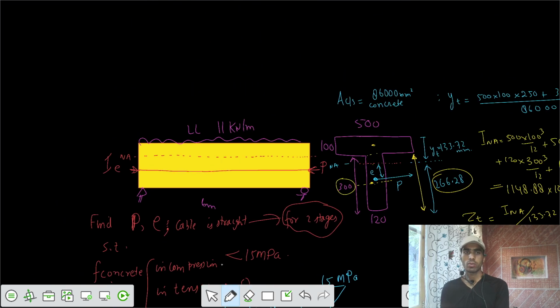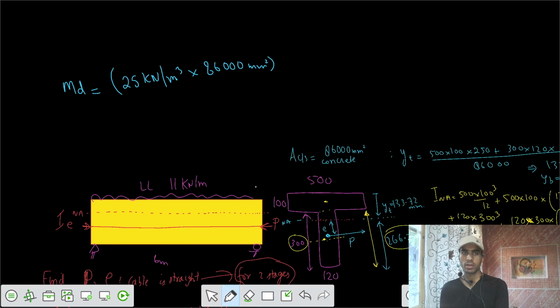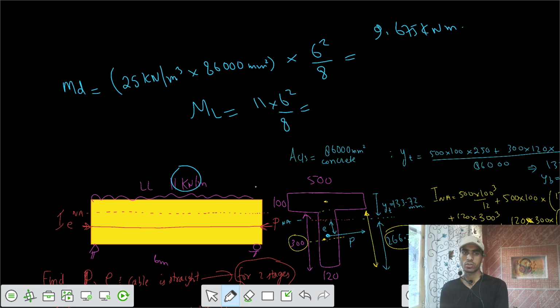So the dead load moment can be calculated as M dead equals 24, we can take 25 kilonewton per meter cube, into the area of cross section 86000 millimeter square. This is the weight per meter, and we have to multiply that by L square by 8. That's equal to M dead. M dead is 9.675 kilonewton meter, and your live load moment can be solved as 11 into 6 square by 8, that's coming out to be 49.5 kilonewton meter.